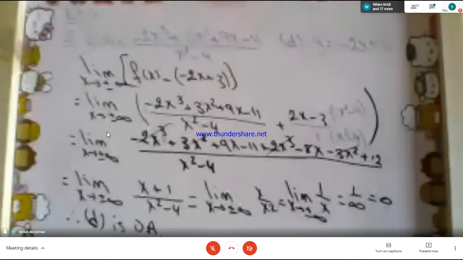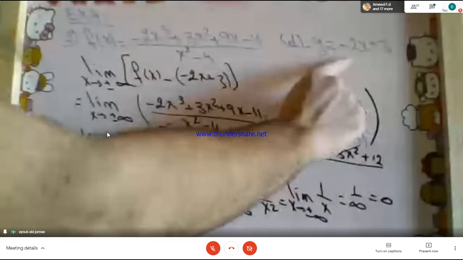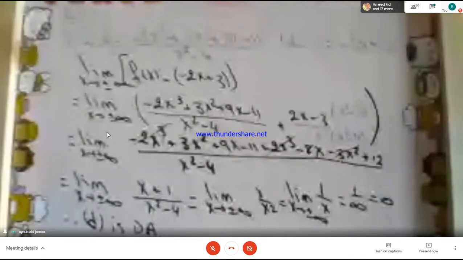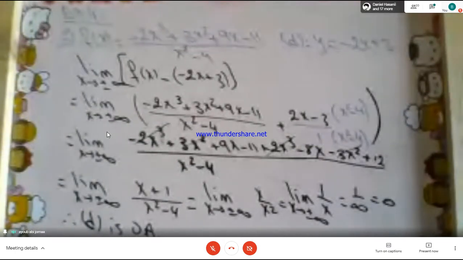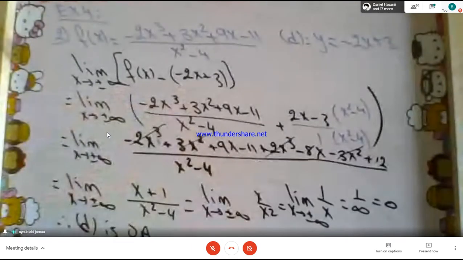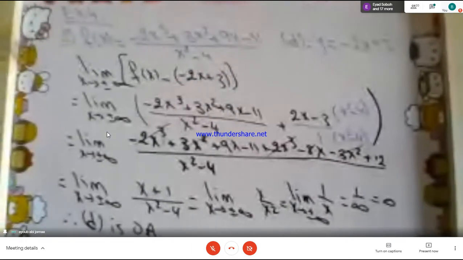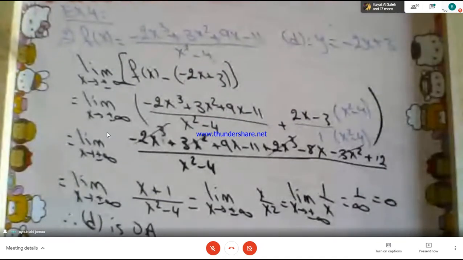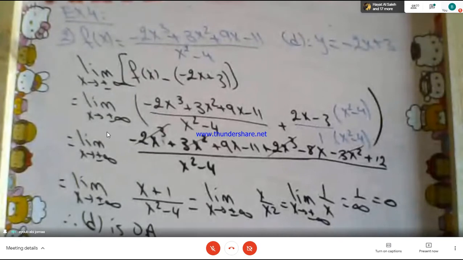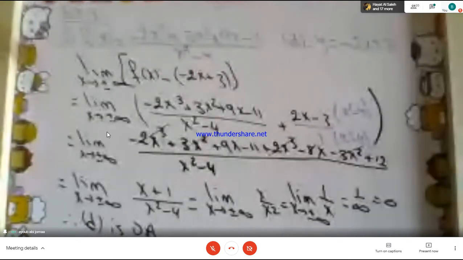It is oblique because the limit of the function minus the line is equal to 0. Whenever you are asked to find or to prove that the line is an oblique asymptote, you have to do this step. The function minus the line. Okay? Good.